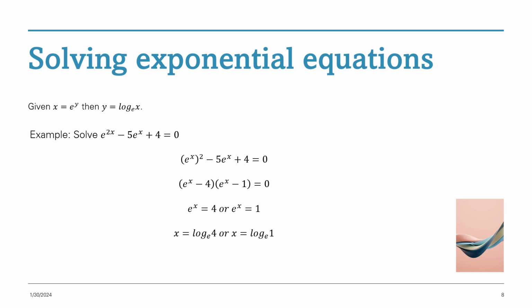If it's e to the x equals 4, we change that, so x equals log base e. Remember, if it's base e to the x, your solution becomes log base e of 4 and log base e of 1. And log base e can be written as ln. If you type in log base e of 1 on your calculator, you get 0.